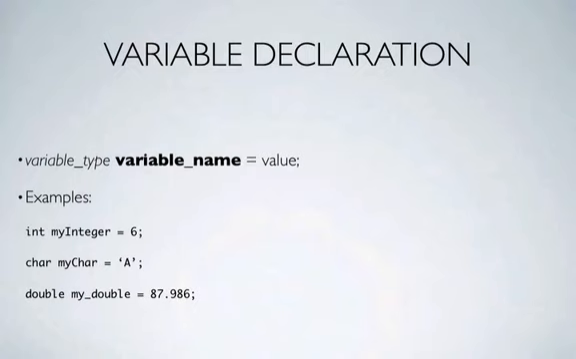So here are some examples of declaring variables in C. We have here int myInteger = 6; followed by a semicolon. char myChar = 'A'; in single quotes. So single quotes in C signify that you're dealing with the char data type. And then another example, double my_double = 87.986. So you can see there that double can store decimals.